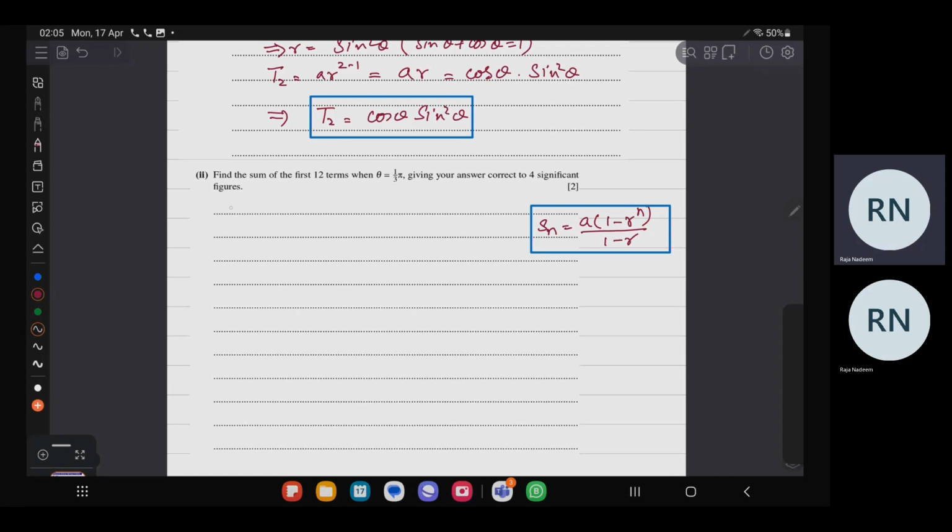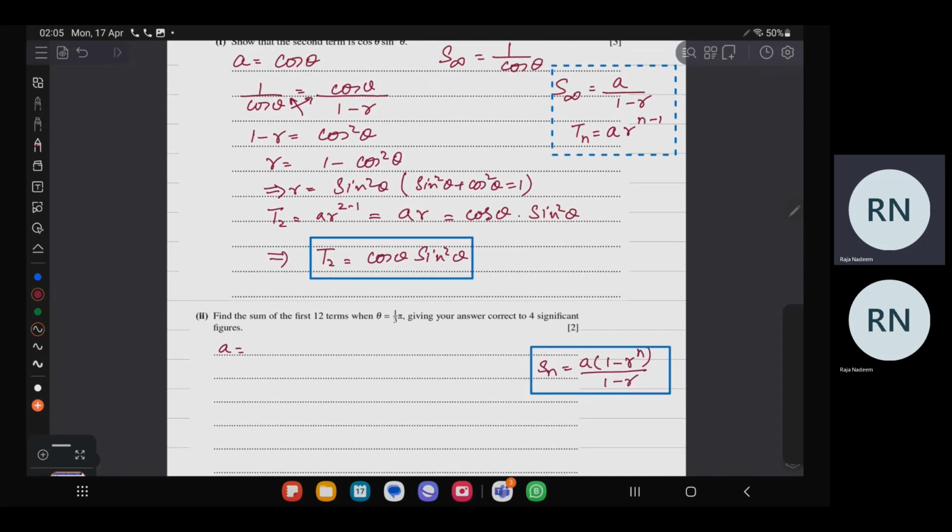In this formula, we use the value of a and the value of r. Okay, as we have the value of a, it is equal to cos of theta, and theta is given, which is pi by 3. We can find the value in the numerical form. It is 1 by 2. We have found the value of r, and this was sine square of theta, and it is sine square of pi by 3.